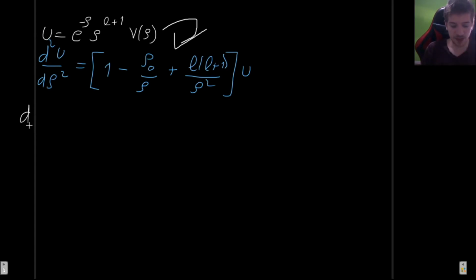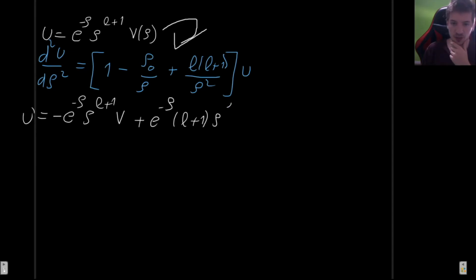So, first derivative, I'm just going to write it as u prime. What will this be? This will be minus e to the minus rho times rho to the L plus 1 times v. And this is product rule, so now we have to multiply the second term. So we get plus e to the minus rho times the derivative of rho to the L plus 1, which will just be L plus 1 rho to the Lth power times v. And finally, the derivative of this. So we will have plus e to the minus rho times rho to the L plus 1 times v prime. So this is the first derivative. So far, it's not too bad.